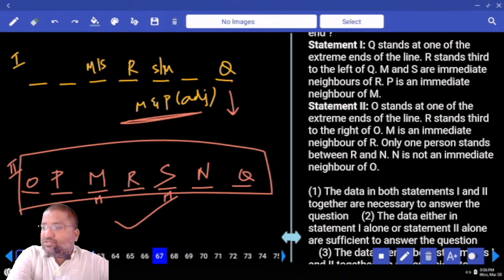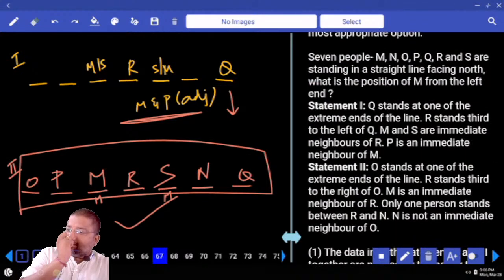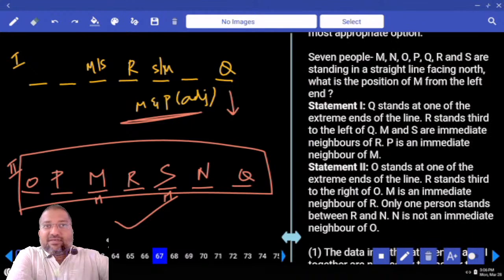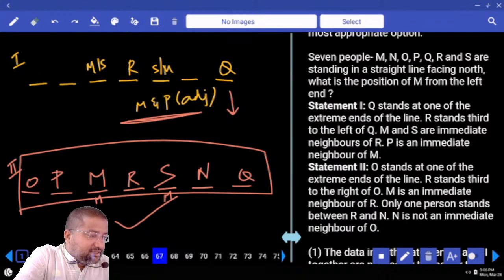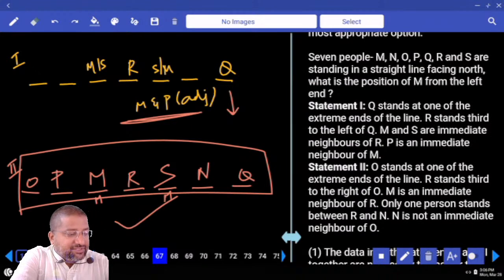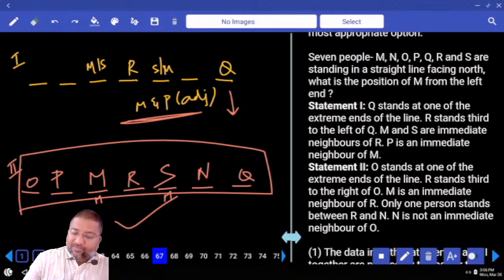What's the question? The position of M from the left hand. Third. So combining both 1 and 2 together will fetch us the answer. So which option is the answer?